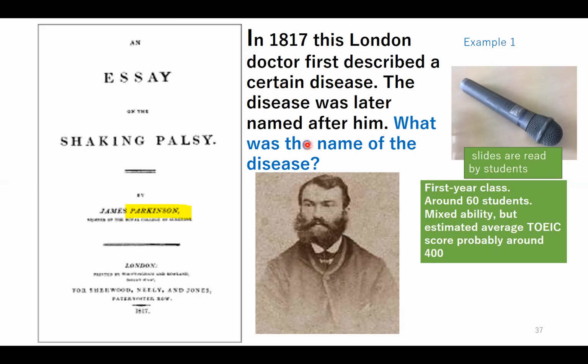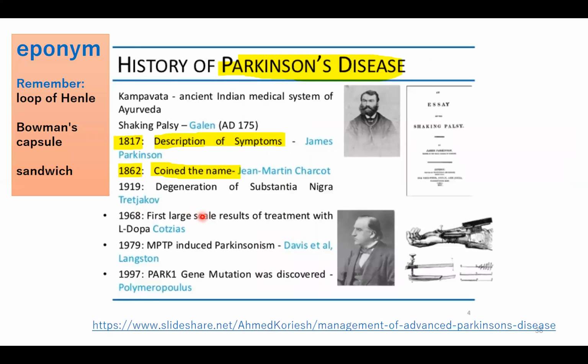Okay, so this is a person who a disease was named after. Okay, what was the name of the disease? And if students have good eyes, they can see Parkinson, and maybe they will guess. Okay, so I would say it's called Parkinson's disease. And then I remind them of the word eponym. We've done this in a lesson before. So eponym is something named after a person. And in medicine, lots of eponyms. For example, loop of Henle, Bowman's capsule. This is in a nephron. Okay, also sandwich is an eponym. But I remind them, this is just a reminder from a previous lesson.